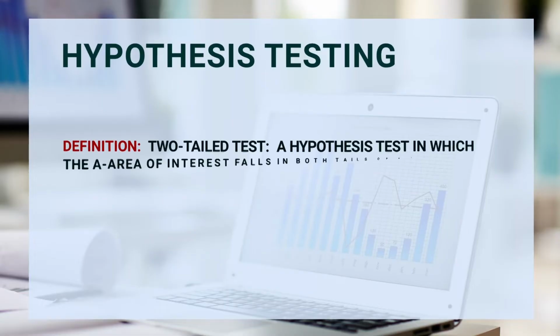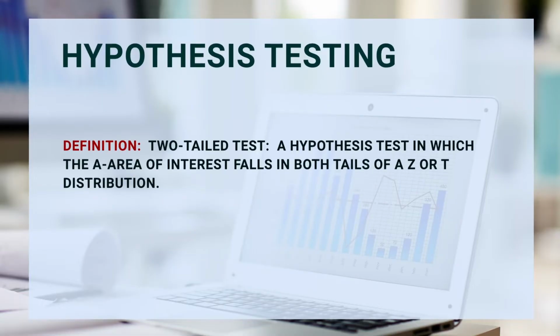Hypothesis testing: two-tailed test. A hypothesis test in which the alpha area of interest falls in both tails of a z or t distribution, which we are going to cover in our forthcoming session, and we will see how important the two-tailed test is when we evaluate with the help of these tests, either z test or t distribution. Take the example of a null hypothesis where mu is equal to 4, and an alternate hypothesis where mu is unequal to 4.